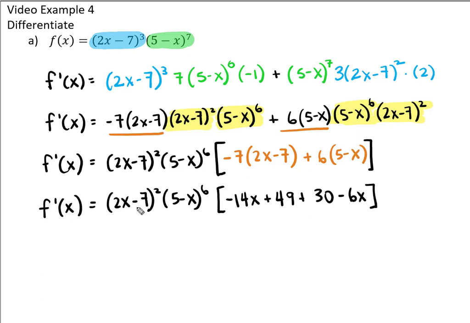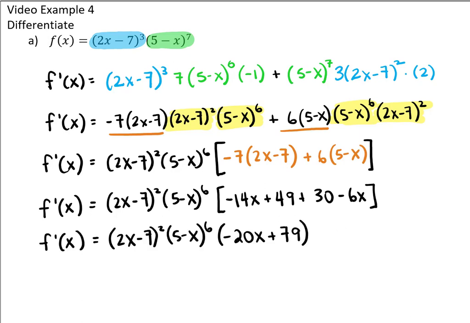Take care when you're doing this step that nothing here on this side changes, but the things inside this part change, and that if you have a negative, you have to distribute it. Make sure that all your signs are correct. Now let's combine like terms. And after I've combined like terms, there's nothing more I can do here. And you'll have 2x minus 7 squared times 5 minus x to the 6th power times negative 20x plus 79, and don't try to multiply this out. This is your derivative.